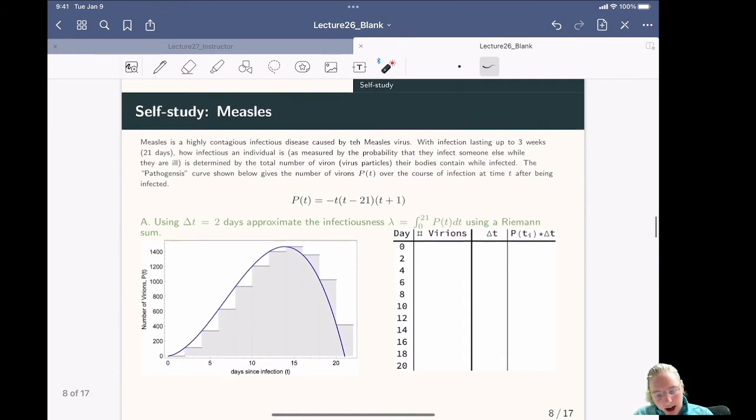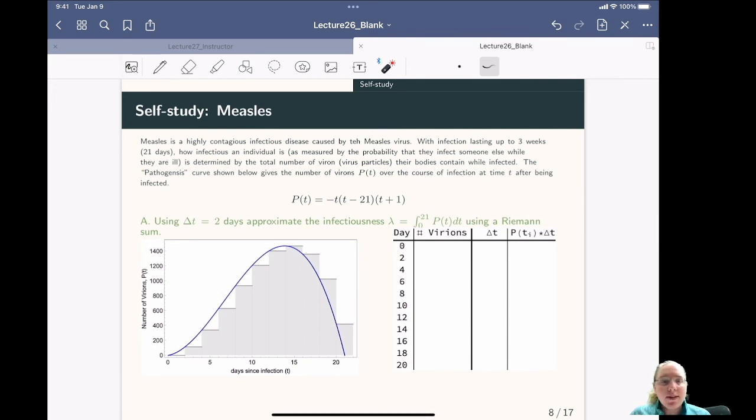All right, with that, I'm going to leave you with this question about measles, where you're going to calculate the area under this incidence curve, or this infectiousness curve, over time.